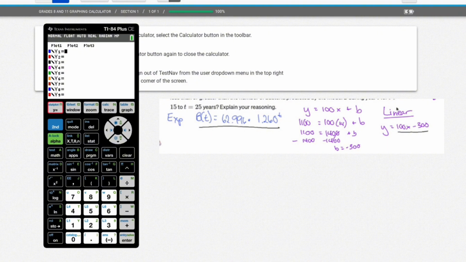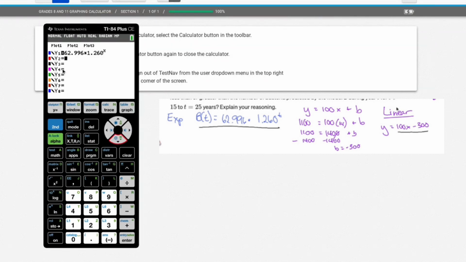It would look like this, 62.996 times 1.260 to the t, so to the x. And of course, if you did store it, it's going to give you a whole lot more points, but oh well. That's my exponential function. It's going to show up in blue.